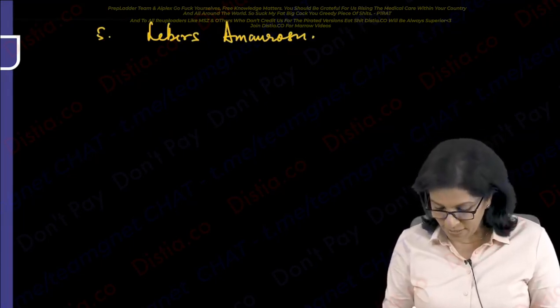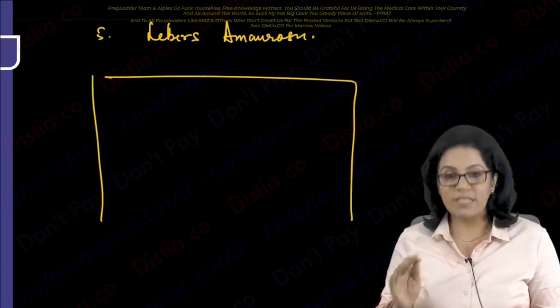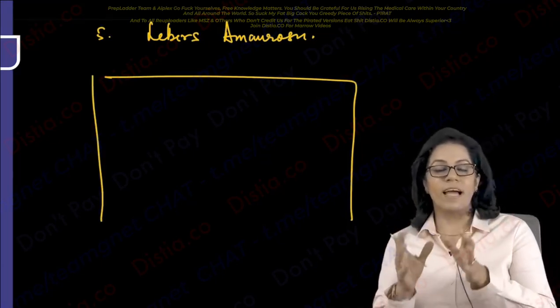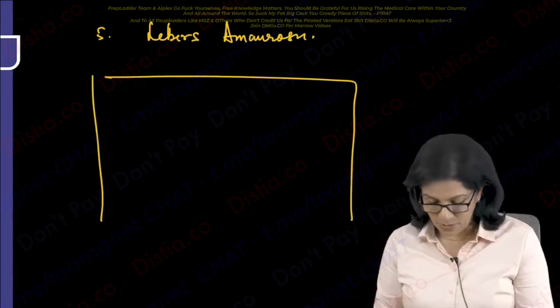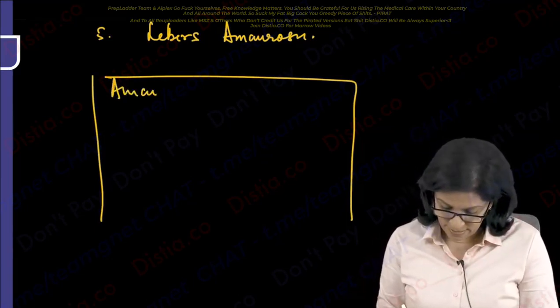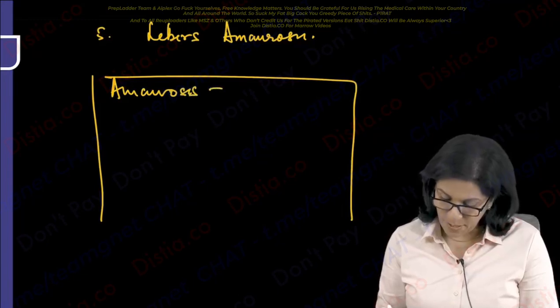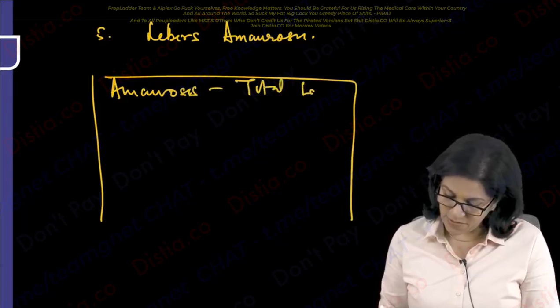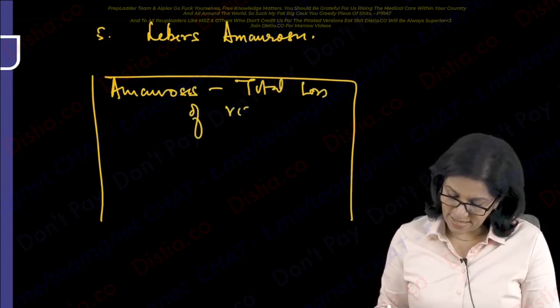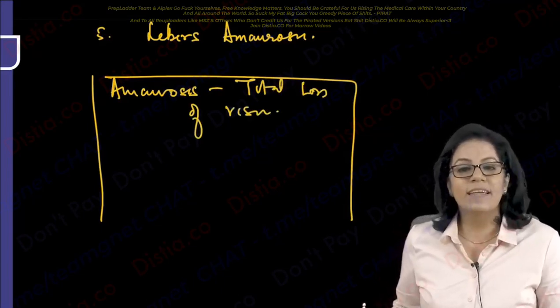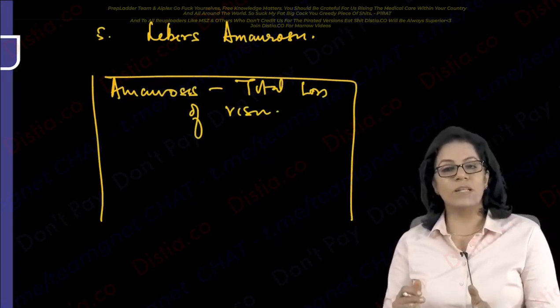All of you, what is amaurosis? You all should know this. Make a box. Very, very clear. What is amaurosis? What is amblyopia? And what is amaurosis fugax? So, amaurosis means total loss of vision. Right? Amaurosis is total loss of vision.